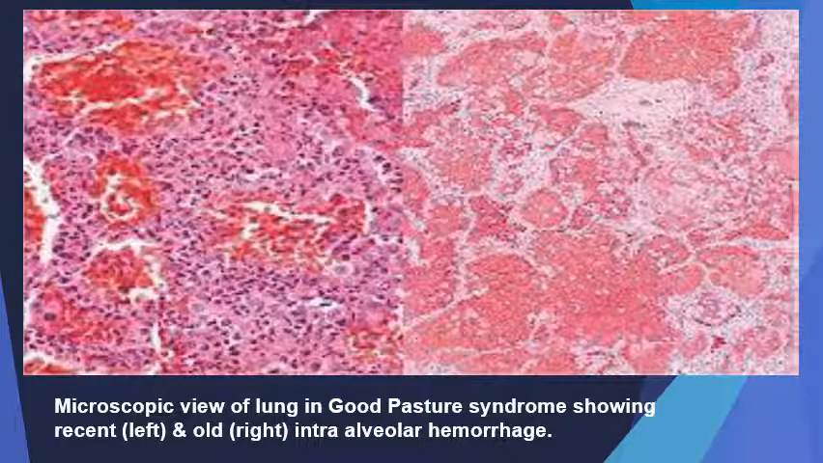This is a microscopic view of the lung in Goodpasture syndrome. The picture is not very clear, but it shows a recent hemorrhage, and this is an old one. We can see intra-alveolar hemorrhage, with RBCs filling the alveolar spaces, while here there are no RBCs, just hemosiderin-laden macrophages inside the alveoli and also in the alveolar septa.